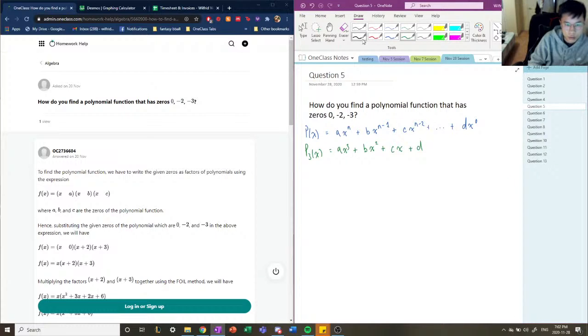So let's say, for example, what value, okay, so let's look at the first zero, okay? So the first zero is just 0, okay? So what factor will correspond to x equals 0? Well, that means x equals 0, right? So when x equals 0, the equation equals 0. So that means that one of our factors is just x, okay? All right. So therefore, one factor is just x.